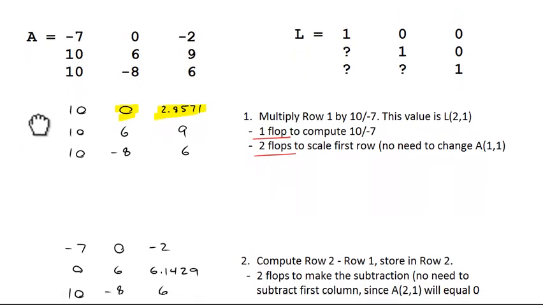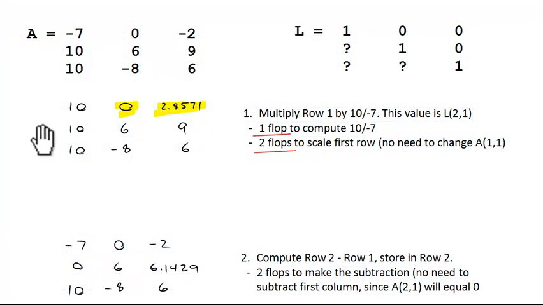The second step is to compute the difference between row 2 and row 1, and we'll store that in row 2. It requires 2 floating point operations to make this subtraction. Again, there's no need to subtract the first column since A21 is going to be equal to 0, so the 2 calculations we needed to make would involve this variable and that variable.